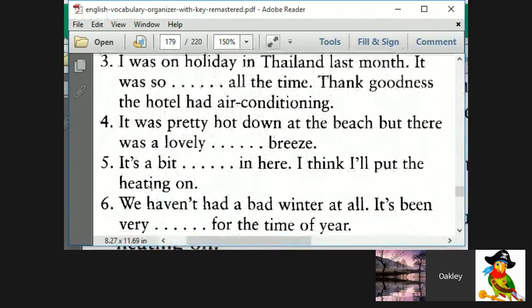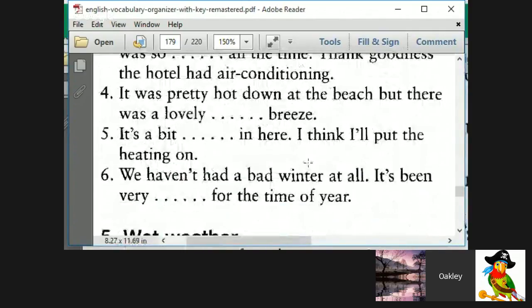Okay, I'll put the heating on. Americans would tend to say, I'll put the heat on, or turn the heat on. All right, but in any case, all right, Andre, number 6.